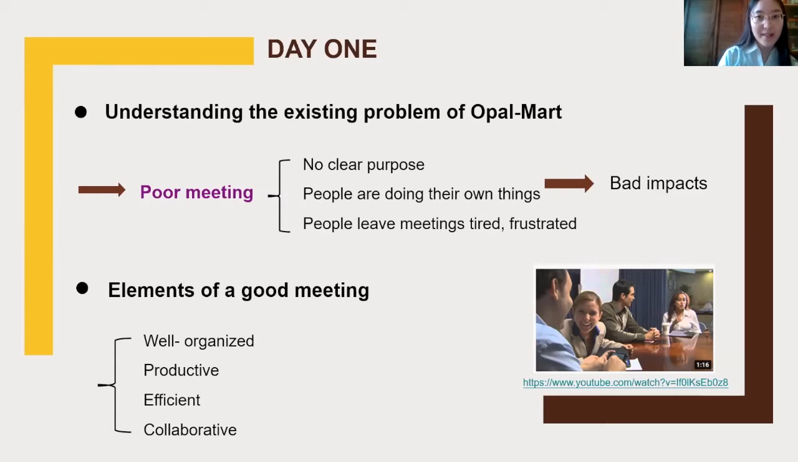According to a survey that was undertaken a week before the training, we found the big issue existing in Opal Mart is poor meeting. Let's watch a short video about poor meeting.